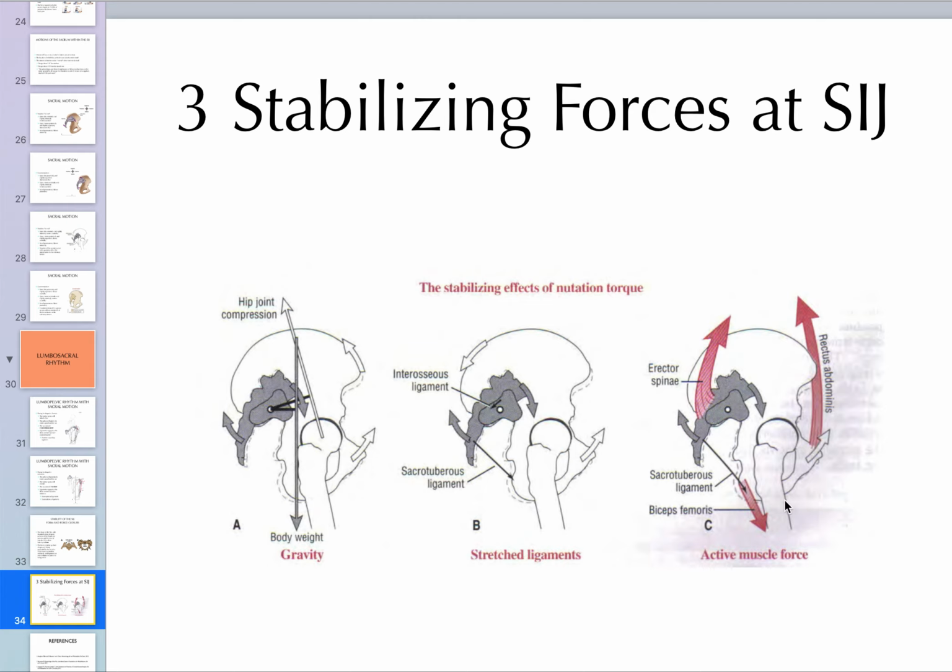And then finally, we have biceps femoris working together with gluteus maximus. Once again, producing this force coupled with rectus abdominis by pulling on the ischial tuberosity, producing a posterior pelvic rotation, which will essentially create a nutation of the sacrum and create a stable environment for the sacrum to live in.